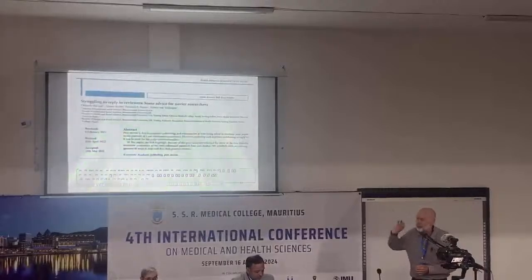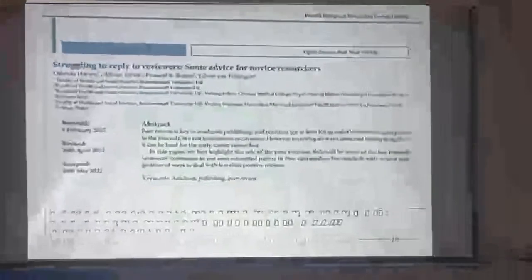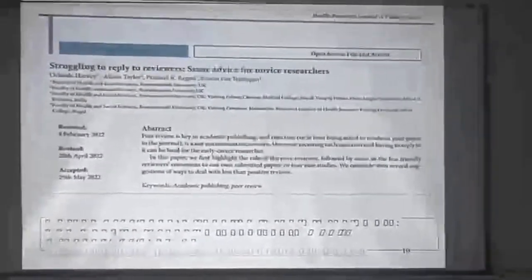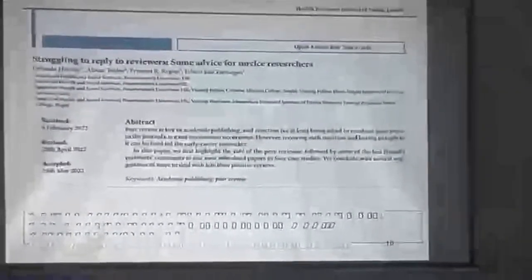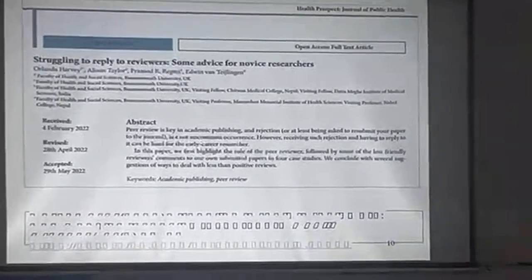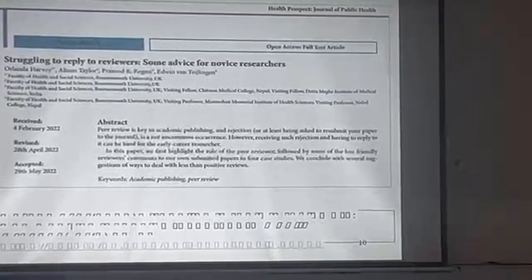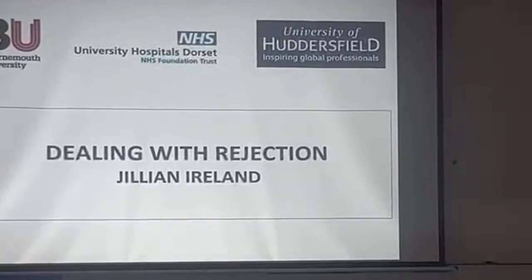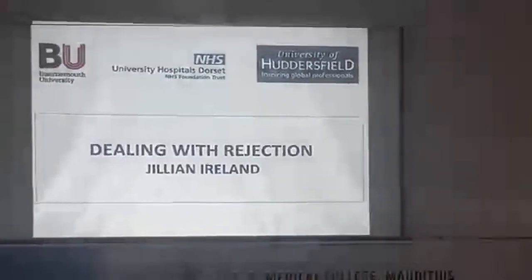And just to finish off this little section, we write a lot of papers about aspects of academic writing. So we wrote a paper about how to apply to reviewers. It's available online with some of our colleagues at Bond University. And I'll hand over to Jerry, who's going to say a little bit about dealing with rejection from editors.